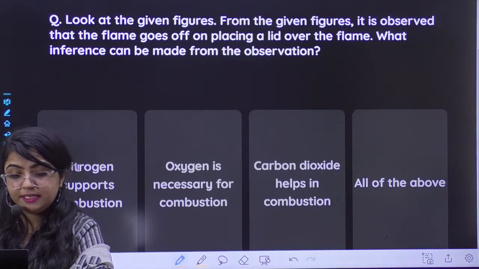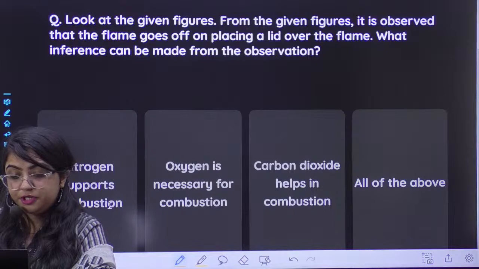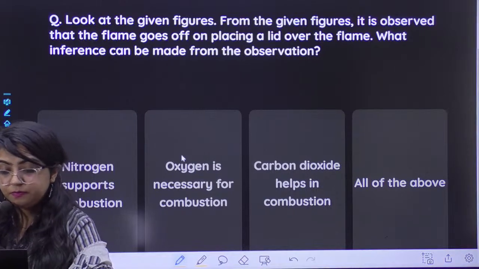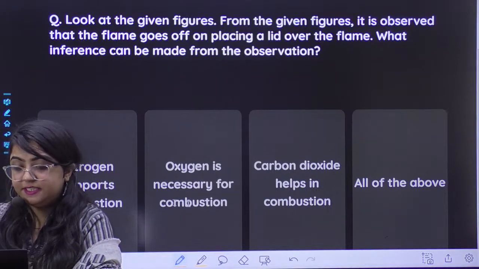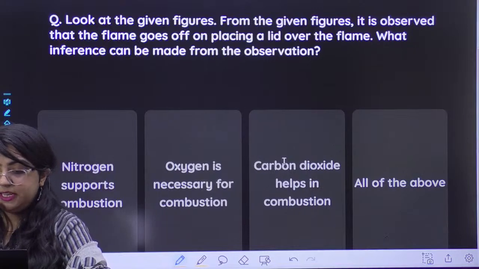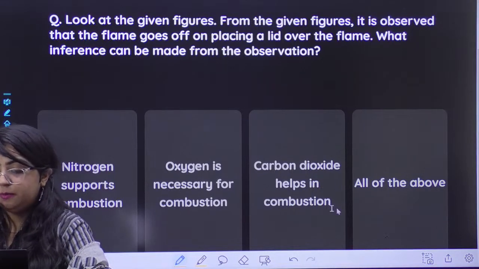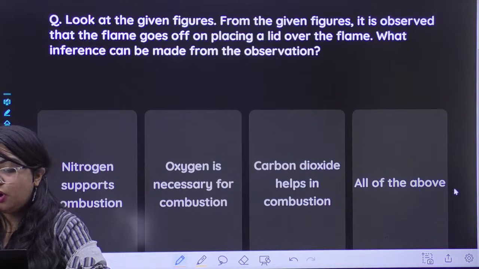Option A is nitrogen supports combustion. Option B is oxygen is necessary for combustion. Option C is carbon dioxide helps in combustion, and option D is all of the above.